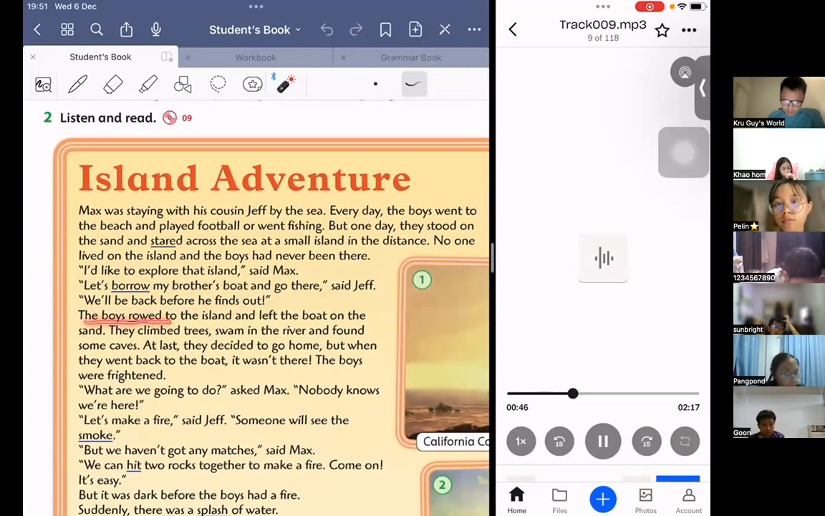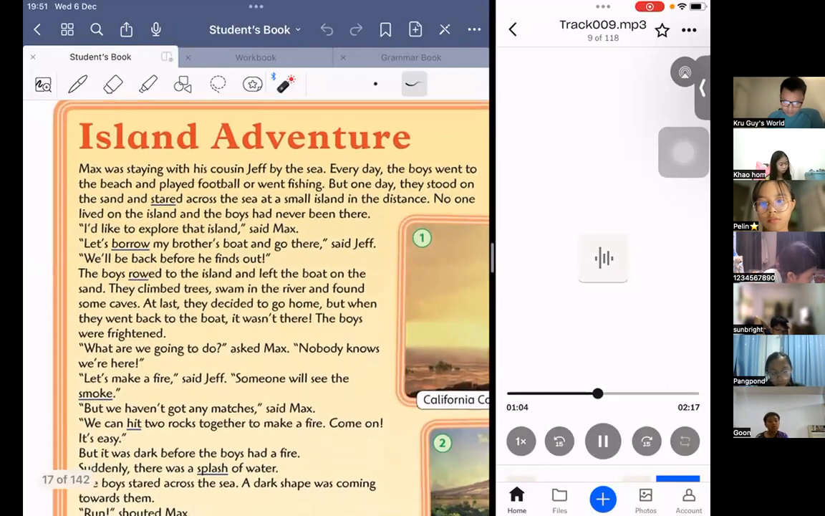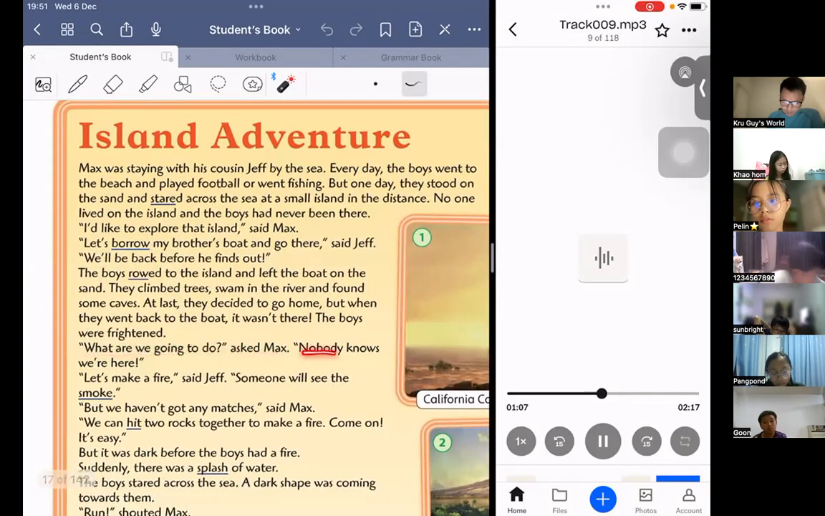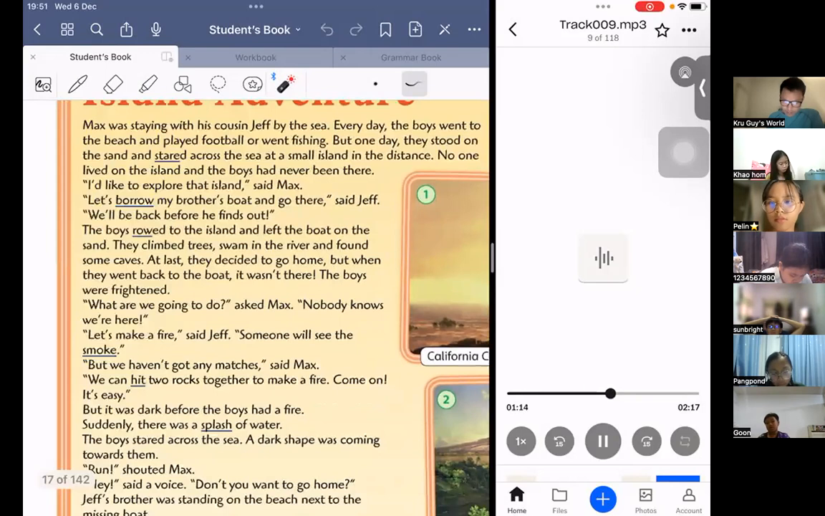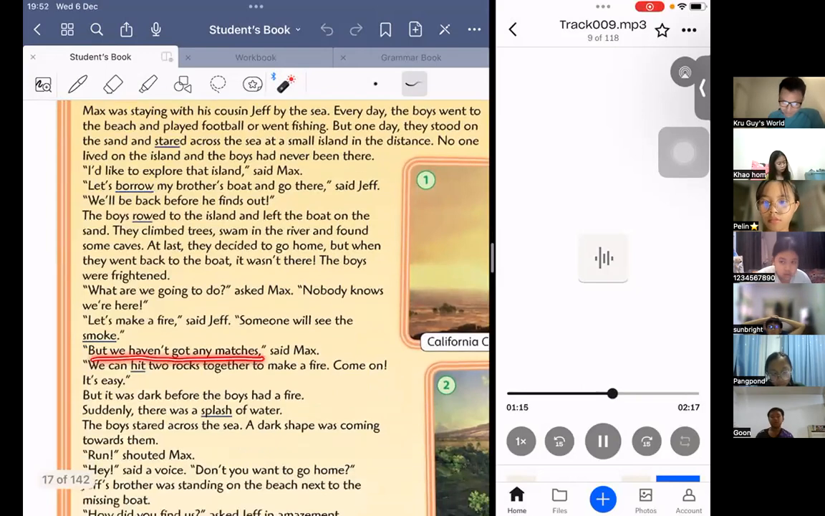The boys rowed to the island and left the boat on the sand. They climbed trees, swam in the river, and found some caves. At last, they decided to go home. But when they went back to the boat, it wasn't there. The boys were frightened. "What are we going to do?" asked Max. "Nobody knows we're here." "Let's make a fire," said Jeff. "Someone will see the smoke." "But we haven't got any matches," said Max. "We can hit two rocks together to make a fire. Come on, it's easy."